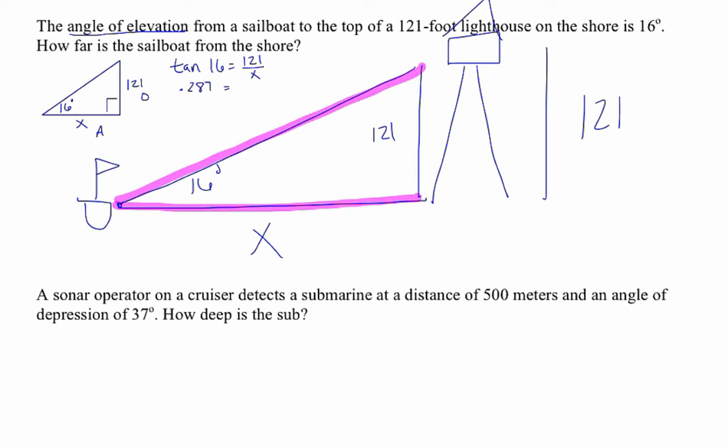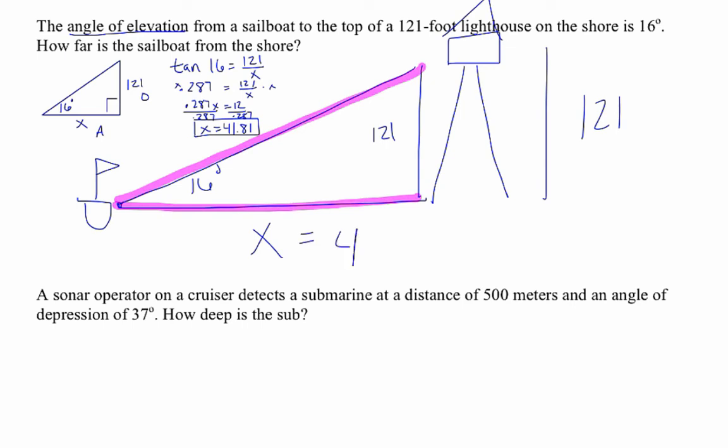And that's going to equal my 121 over x. So now it's just solving. I multiply both sides by x, so I get 0.287x equals 12, which means I need to divide by the 0.287 to get x completely by itself. So I'm getting 12 divided by that 0.287 is 41.81. So I am 41.81 feet away from that lighthouse.